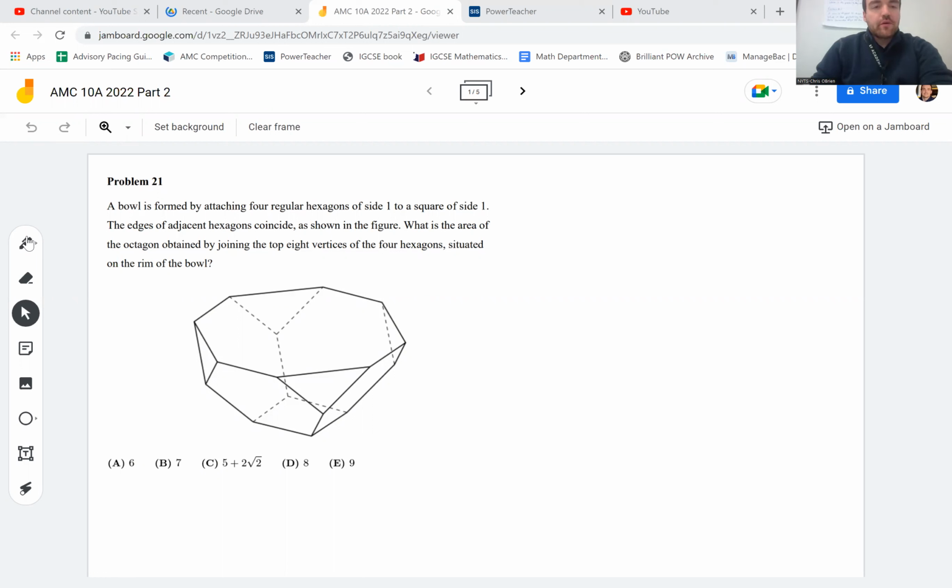Basically, okay, so we have a bowl formed by attaching four regular hexagons of side one to a square of side one. The edges of adjacent hexagons coincide as shown in the figure. What is the area of the octagon obtained by joining the top eight vertices of the four hexagons situated on the rim of the bowl? Basically asking what's the area of this top octagon.